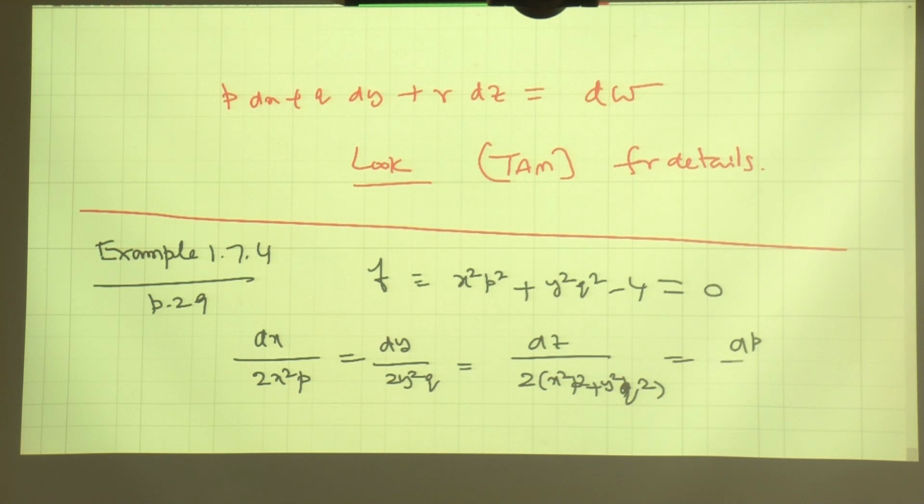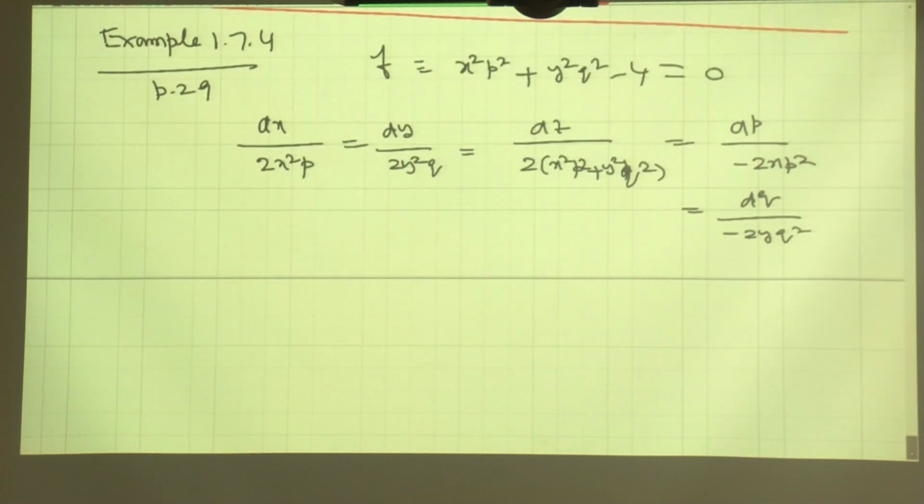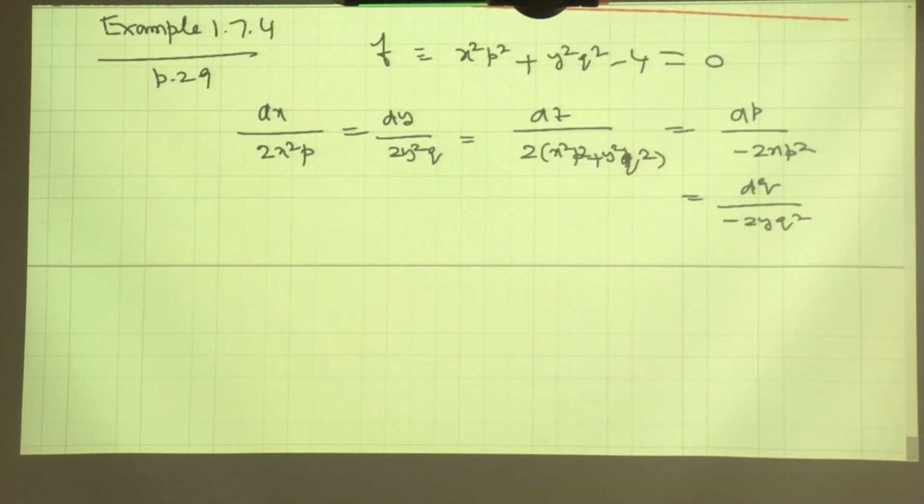dp by minus (f_x plus p f_z), so that is minus 2x p squared, and dq by minus 2y q squared. Writing this is the easiest part. Now how do I solve this? So now I am showing you what he does. This is one approach. He is solving, and I am just repeating from this, because you have to spot which ones you can solve easily.